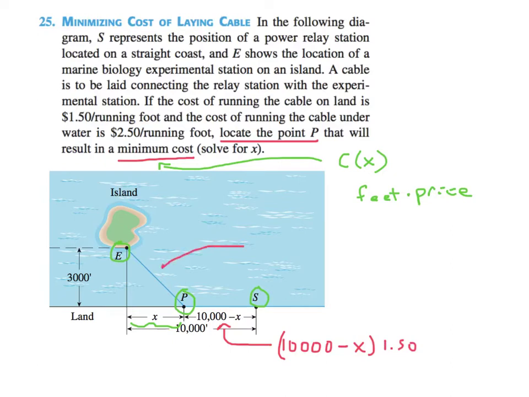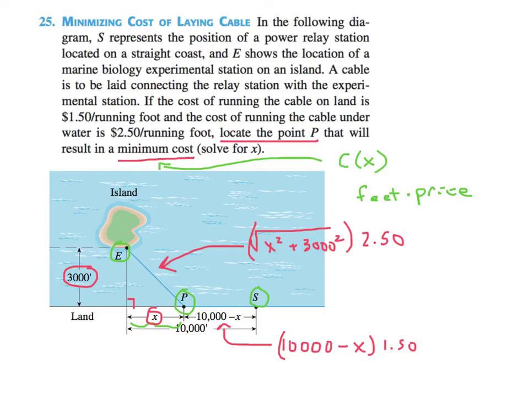The part that's difficult to identify is, what is the distance underwater? What is this distance right here, that blue line? Well, for that you have to think back to geometry class, and we had a famous theorem called the Pythagorean theorem, which had to do with the measurements of the legs and hypotenuse of right triangles. So we have a right triangle here, and the two legs are 3,000 feet and X feet. So we can use the Pythagorean theorem to figure out the distance on that blue diagonal, which is where our cable will run underwater. The distance there is going to be the square root of X squared plus 3,000 squared. And then, of course, we want to multiply that by the price underwater, which is $2.50.